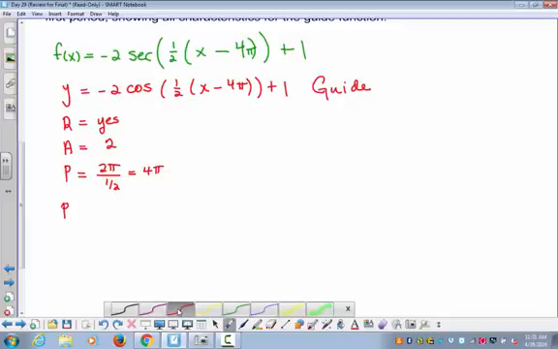Phase shift. Another word for horizontal shift, which you can only see properly after you have factored the angle. So what's that phase shift? Yeah, 4 pi. It's going to go right 4 pi. And then the vertical shift is exactly what we see out there, plus 1. So that's up 1. All right, so those are the properties of the guide that we'll use to graph the guide function.